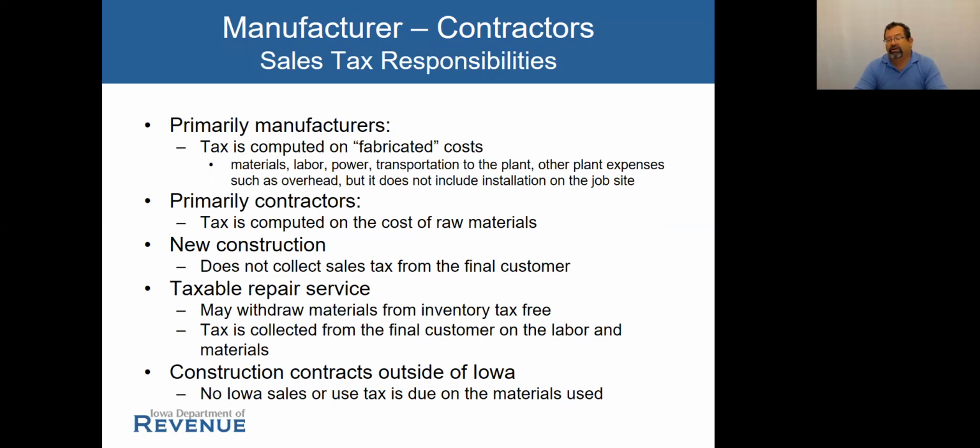For new construction, they do not collect sales tax from the final customer. For taxable repair service, they will withdraw materials from their inventory tax-free and then charge tax to the final customer on the labor and materials. Again, if the construction contract is outside of Iowa, no sales or use tax would be due on the materials that they use.